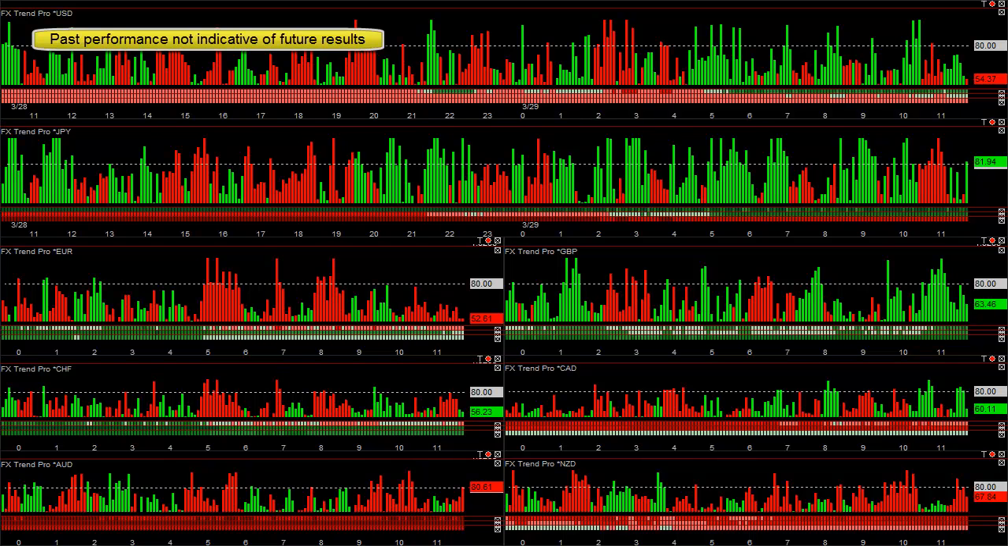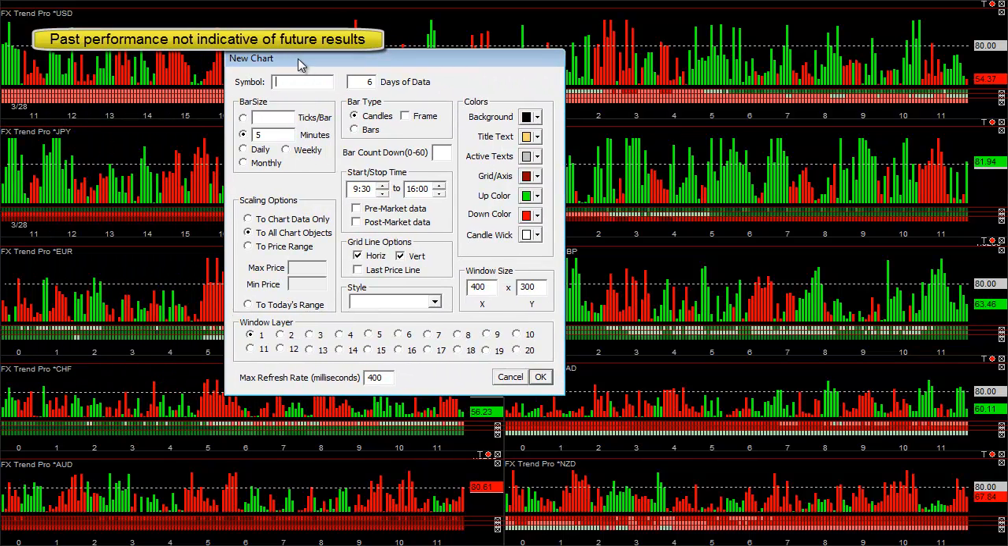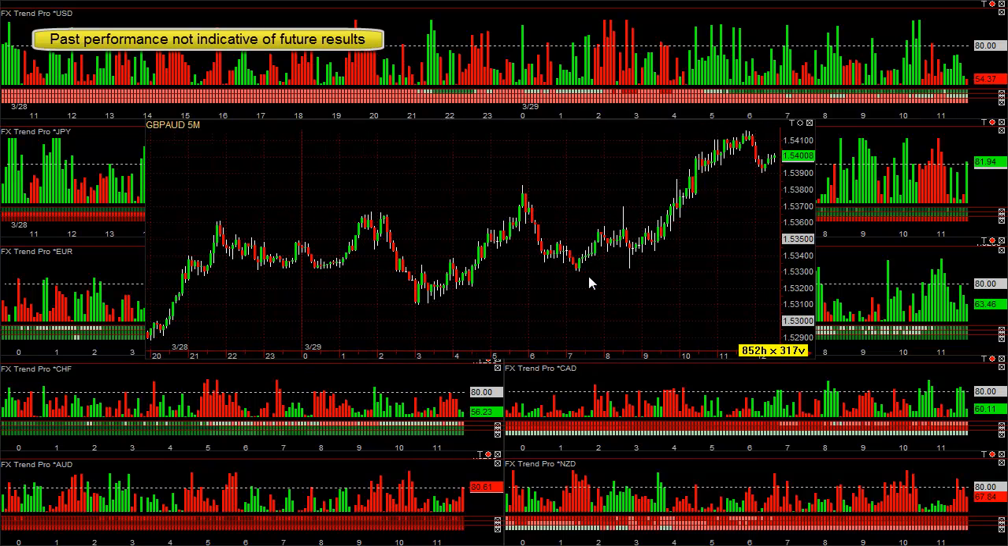Now, I don't typically leave the pound Australian chart up, so I'm going to bring that up right here. But when you have a strong pound and a weak Australian on all the time frames, it's usually a good idea to be looking for buys. And we have really a couple different ways of buying. Here we have earlier in the day, these are the trades that I would have considered taking myself.